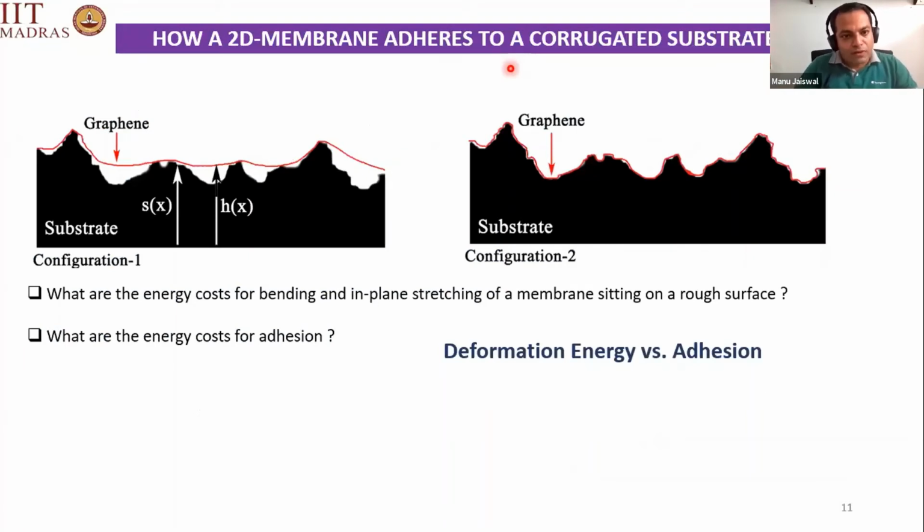Now I come to some of the related research I did in this area. And one question we looked at is, what are the configurations that a two-dimensional membrane takes on a corrugated substrate? So imagine you have put graphene or any other two-dimensional membrane on a corrugated substrate. We may ask, will it follow the substrate as in the image on the right, or will it not follow the substrate as in the image on the left? And this depends on the energy cost of bending and stretching of the membrane, as well as the energy cost of adhesion. And so there is a competition between deformation energy and adhesion instead of deformation energy and entropy.